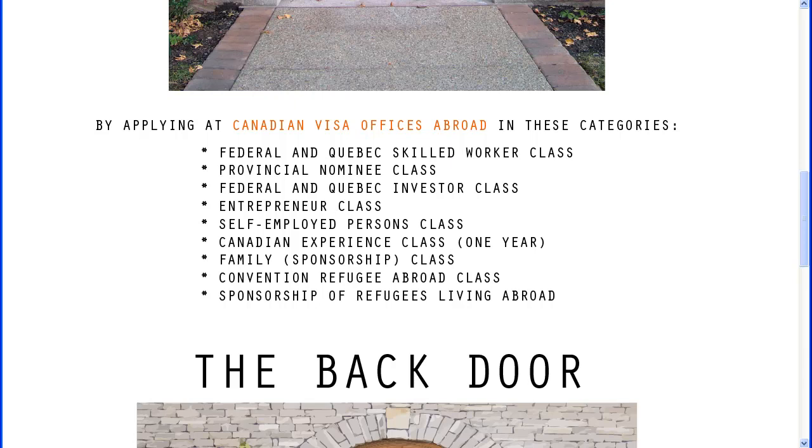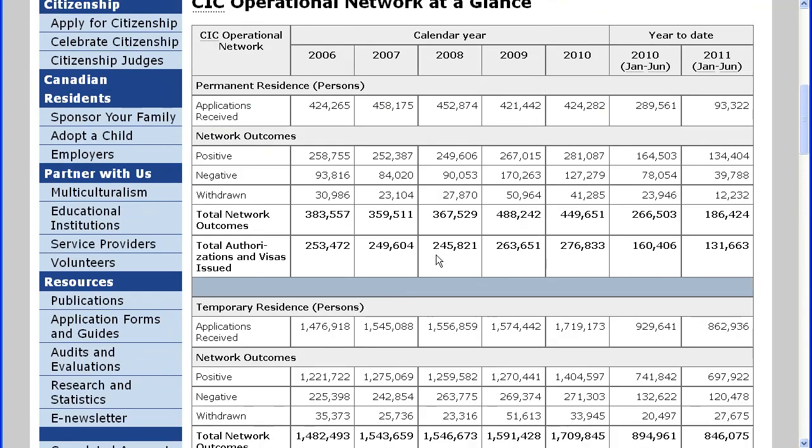So right now we will go back to the statistics to see how many people actually apply to come to Canada. We can see in 2010, 400,000 people applied in all different categories. 280,000 of these applications were approved. So the Canadian immigration officials said yes, you can come in. Then they said no in 120,000 instances, and some applications were withdrawn for whatever reason.